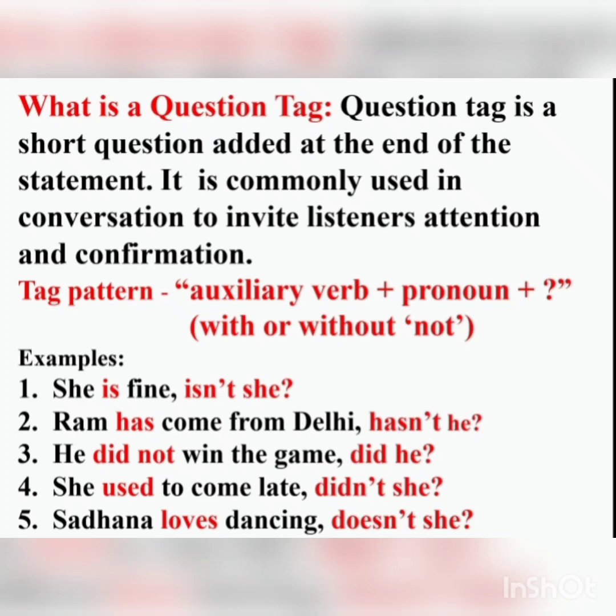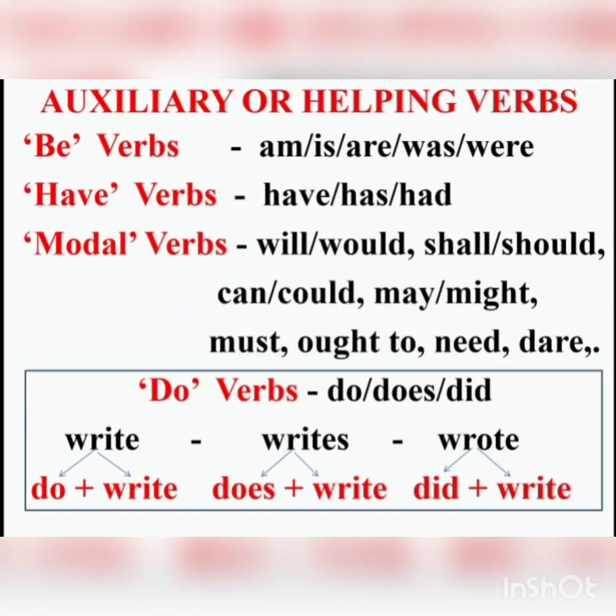Let me brief you again. A question tag is written at the end of the statement. It is usually separated by a comma from the statement. It always ends with an interrogation mark. A positive statement will take a negative tag and a negative statement will take a positive tag. The pattern of a question tag is auxiliary verb plus subject pronoun.